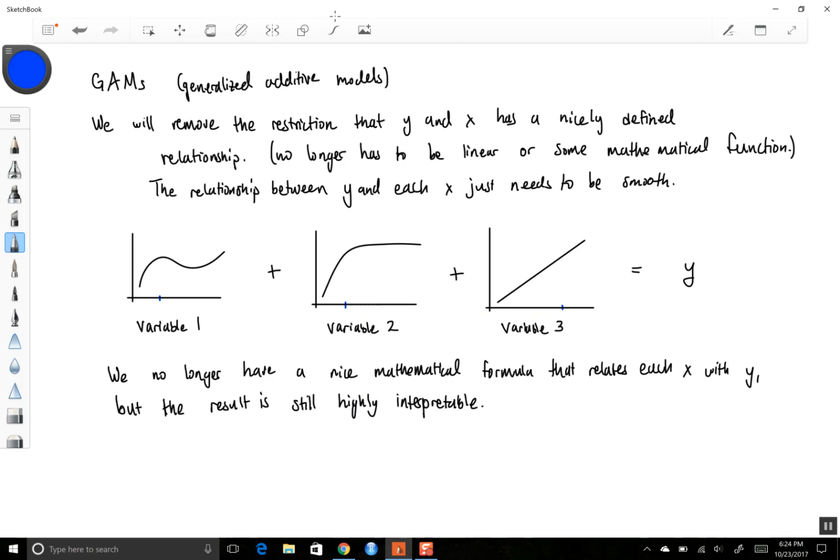Yes? Is there a more closed form way to describe smooth, like when you say the relationship between y and each other? Yes. Basically, smooth just means the second derivative exists everywhere. Okay. That's kind of what we're going to use to establish this when we say things have to be smooth. We'll define that a little bit more.